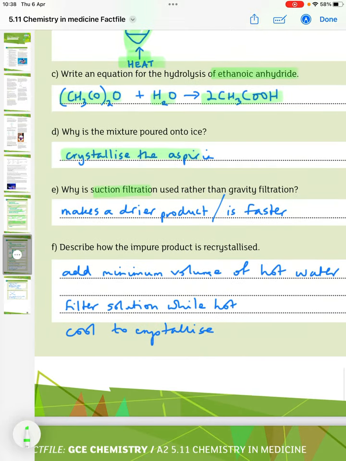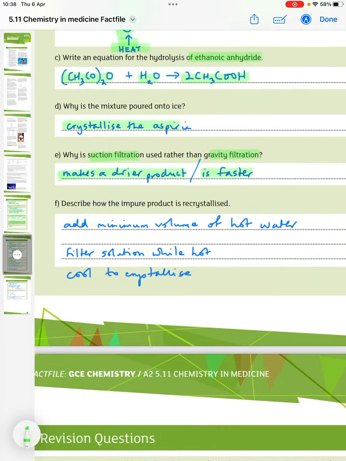Then it asks why is suction filtration used rather than gravity filtration. 2 things you could say: it makes a drier product or it's faster, either of those. Describe how the impure product then is recrystallised. So with any recrystallization, you're talking about adding the minimum volume of a hot solvent. In this case, it's water. Then filtering the solution while it's still hot and then cooling it to crystallise. So 3 marks for that.